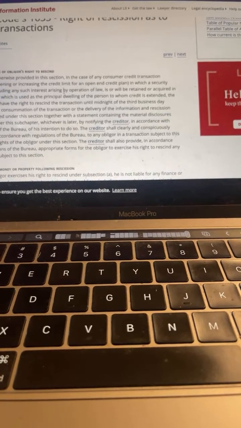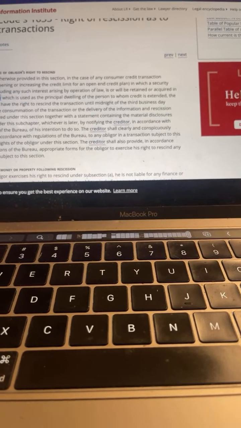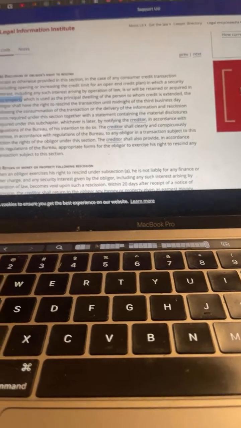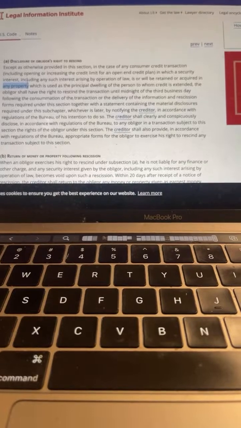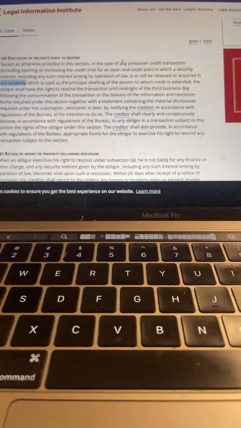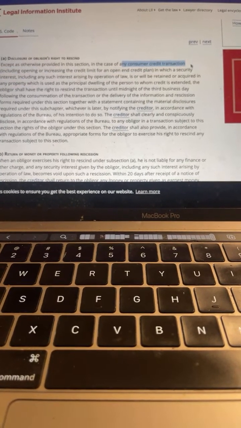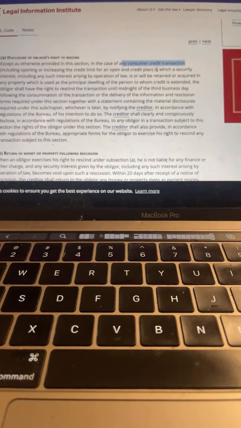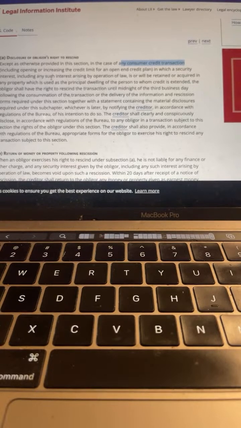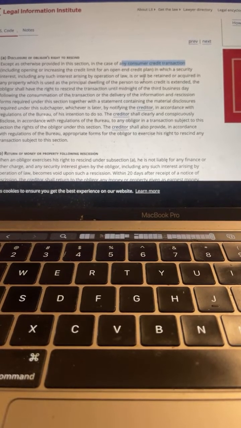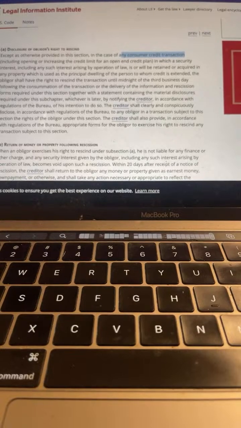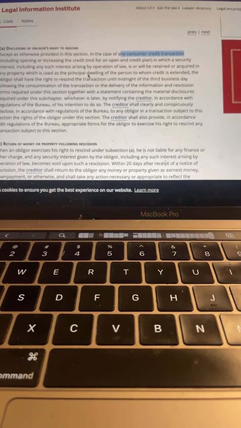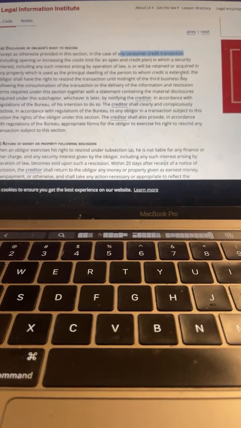Required. So it says any property. So just because it talks about property here, many people think that, oh, this is only for mortgages. This doesn't go hand in hand with auto loans. This goes with any consumer credit transaction. Just like we read earlier with 15 USC 1605, this too applies to any consumer credit transaction in which a security interest, including any such interest arising by the operation of law, is or will be retained or acquired in any property which is used as a principal dwelling of the person to whom credit is extended.